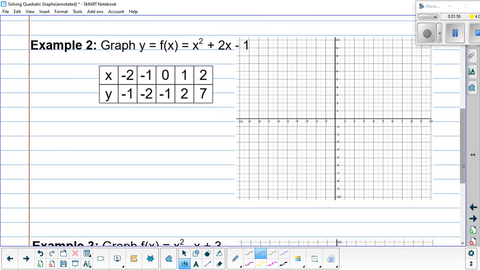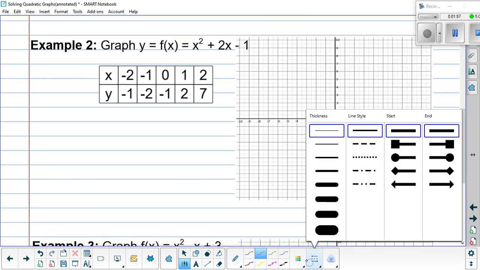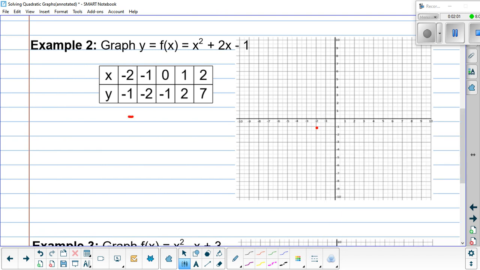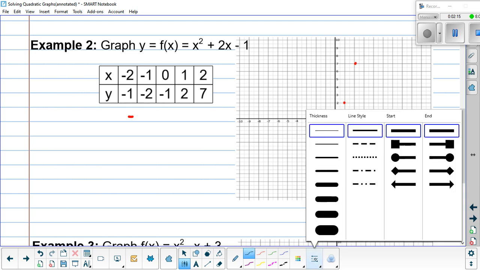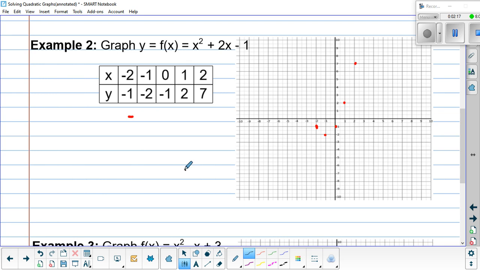So, next one. We have these points, so let's plot them once again. Here, negative 2 and negative 1. Then we have negative 1 and negative 2. Then we have 0 and negative 1. Then we have 1 and 2. And 2 and 7 right there. So let's start to plot them as best we can.